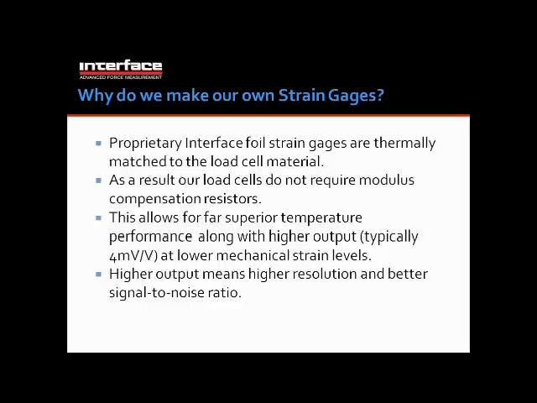Not everyone may be aware that Interface makes our own load cells as well as our strain gauges. And the reason we make our own strain gauges is that it provides several benefits. By doing so, we can thermally match the gauges to the material properties. As a result, we don't need to use any mod resistors as part of our bridge. You get a simple Wheatstone bridge, and the benefit of that is very good temperature performance, very stable, along with a higher output.